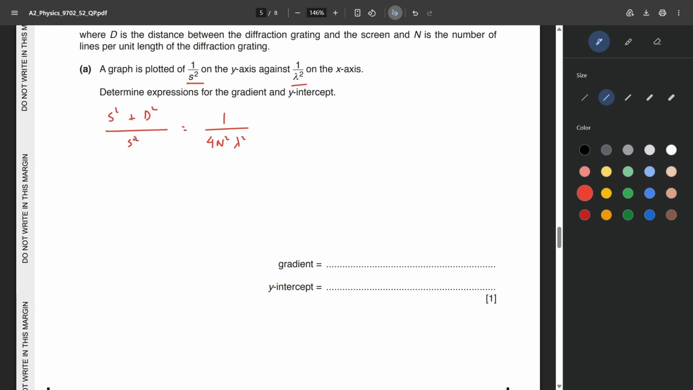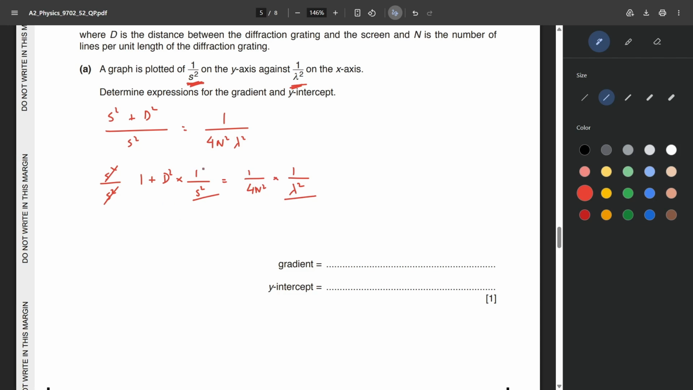Now, if we separate the denominator of these two terms, it gives us s square divided by s square again, which simply leaves us with 1. So we can write that as 1 plus d square over s square. Now let's write it separately. Because our purpose is to isolate s square, we can write this as d square times 1 over s square is equal to 1 over 4n square times 1 over lambda square. Now we have 1 over lambda square and 1 over s square as two separate terms.